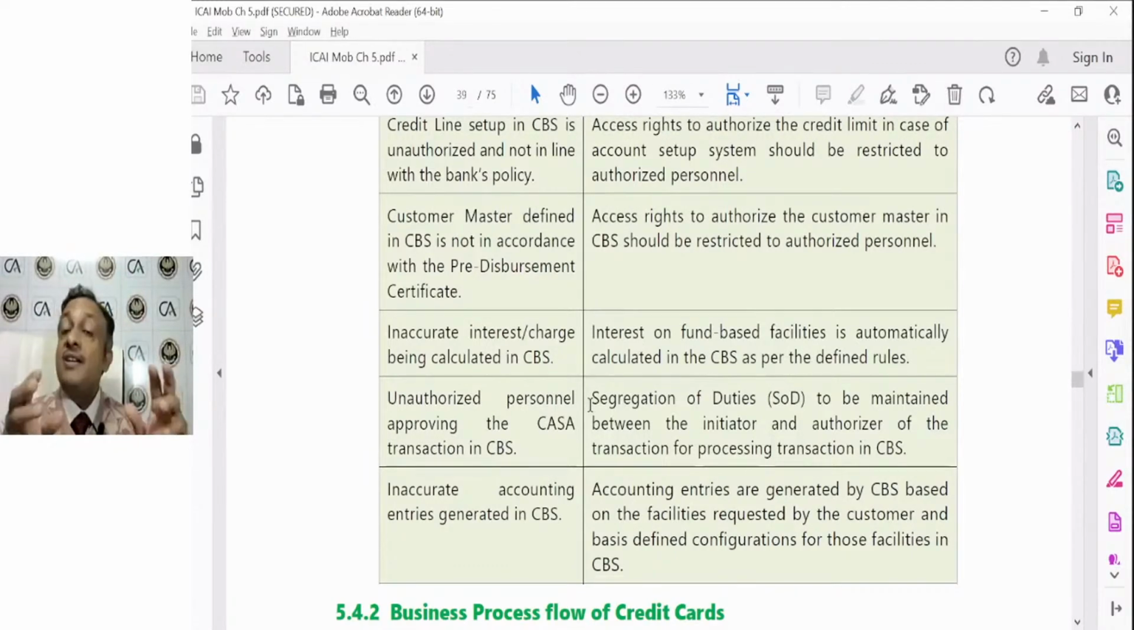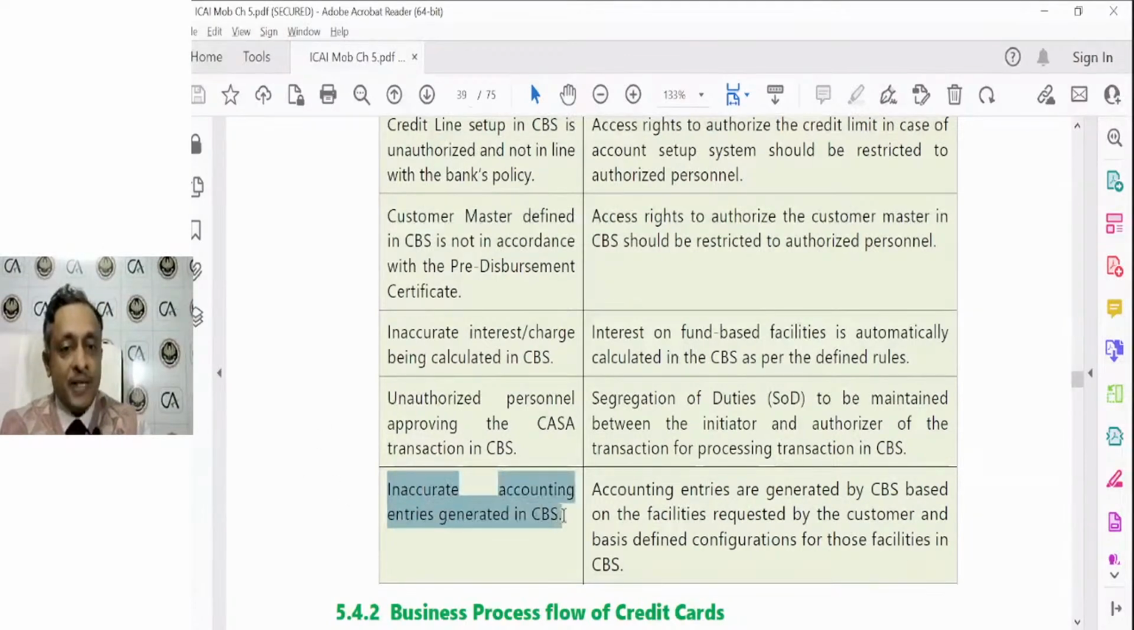That means that the definitions have been very inappropriately created in the system. Let us read: accounting entries generated in core banking system based on facilities requested by the customer and basis defined configuration for these facilities in core banking system. Please understand, if this is happening, there's a phenomenal gap in the mapping of the core banking system, the way it has been configured. So this requires a detailed audit of the configuration settings, how it is taking this. So it's a disaster. The impact is huge, but the risk is there, so that is why we are discussing it.